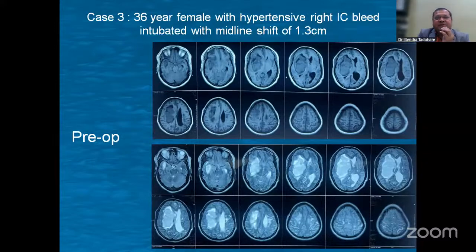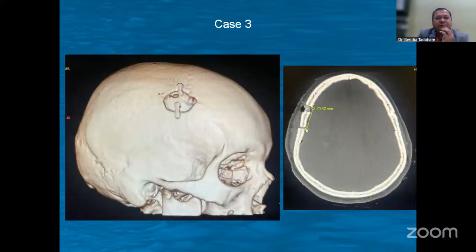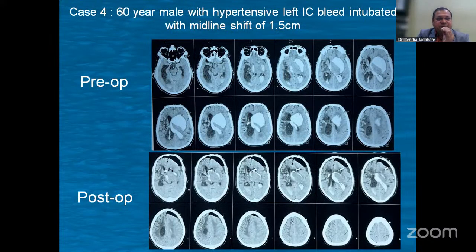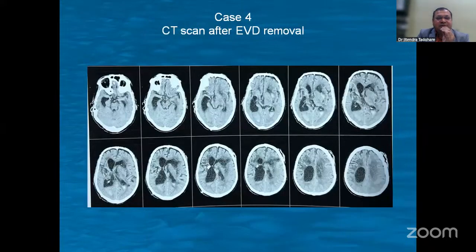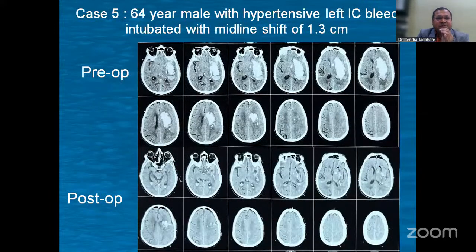MRI presented with the right side large GC bleed. The post-op scan, small craniotomy. Yeah, we also operated one more patient with intraventricular extension. So I had kept an EVD in the ventricle. Then after EVD removal, we can see another patient of left side GC bleed.